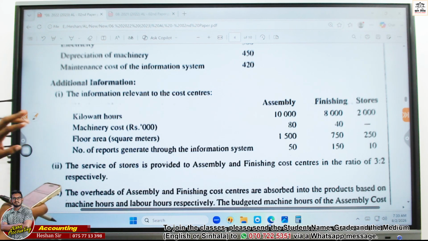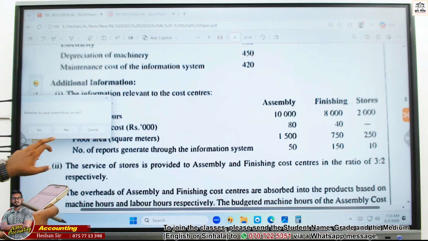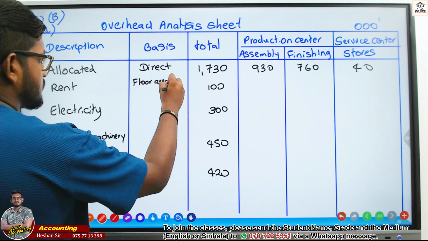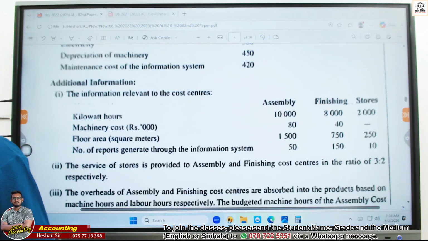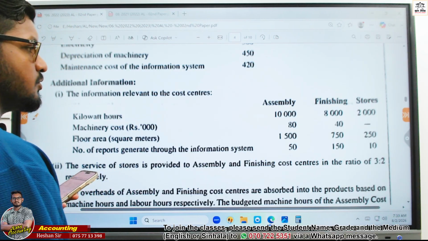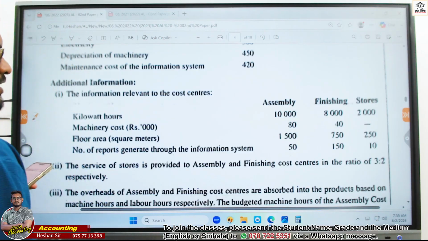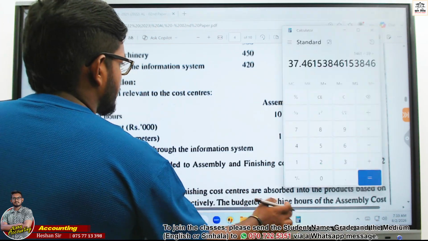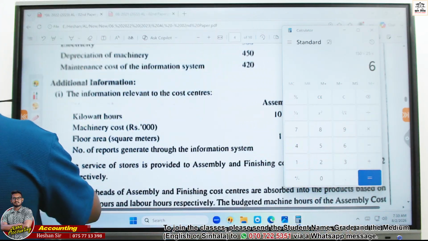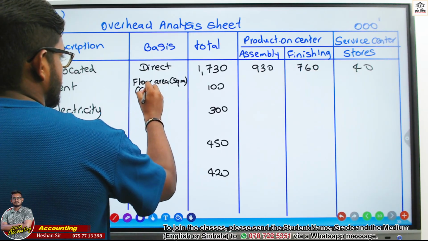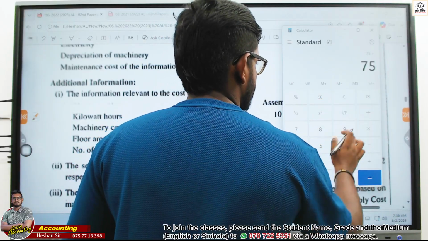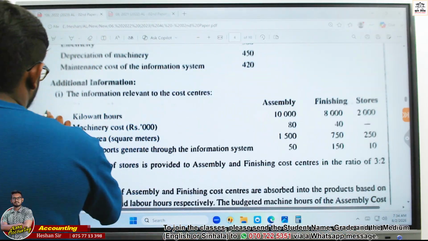Rent we can take from the floor area, right? Yes, floor area in square meters. You can see 150, 75, 25. You can further divide by 25, right? So 150 divided by 25, how much? That is 6. Then you can take 75 divided by 25. That is 3 and 1.